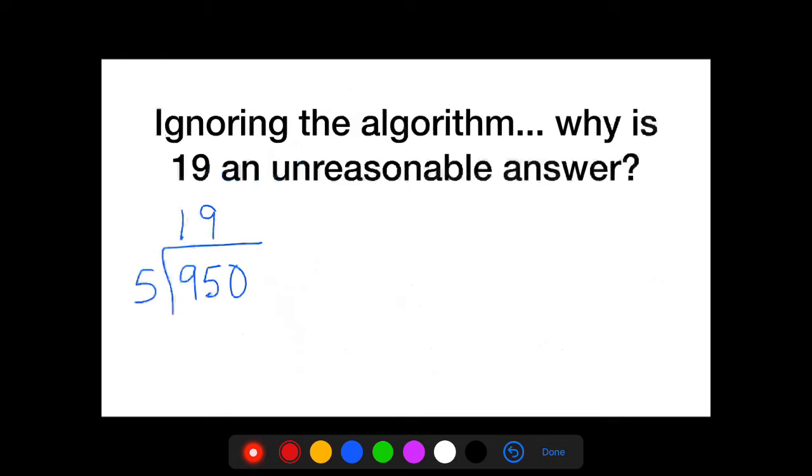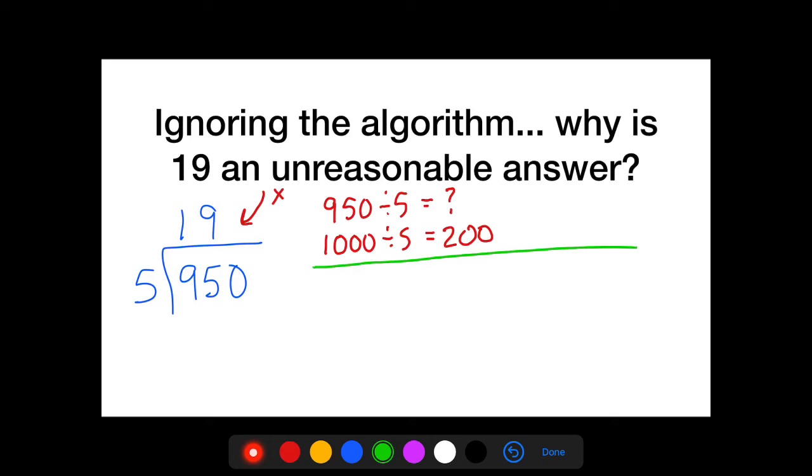So let's see what we could do. Well, this is the problem 950 divided by 5, and I'm looking to get the quotient to get the answer. One way I could say, is 19 reasonable, is I could change this to an easier similar problem. I could say, well, 1,000 divided by 5 is 200, so my answer should be somewhere close to 200. 19 is not close to 200, so this should be a red flag. Oops, I think I've made a mistake. I better check my work.